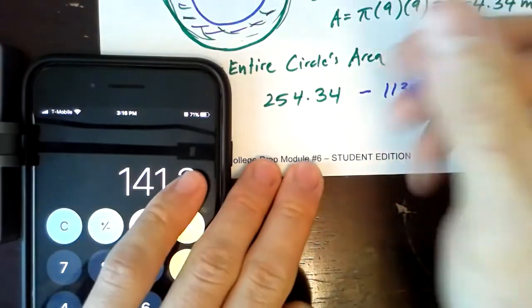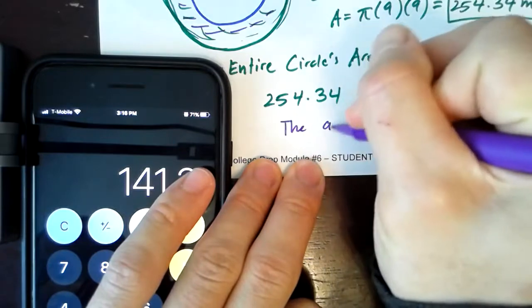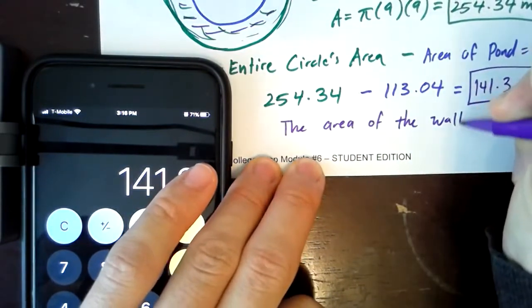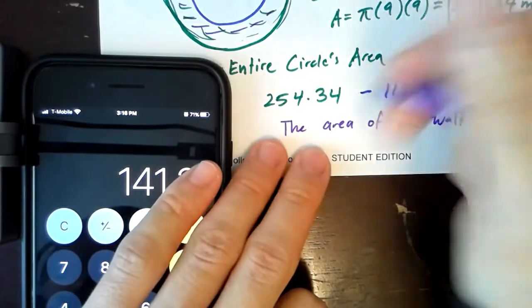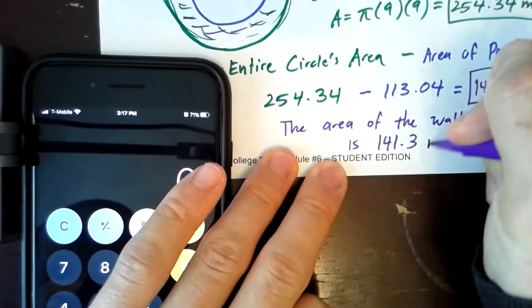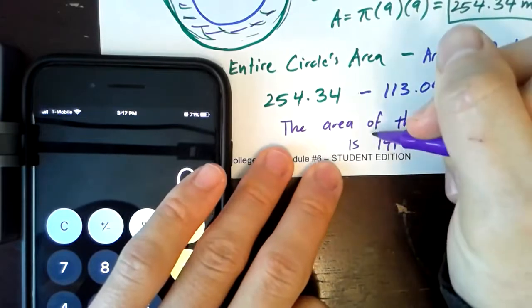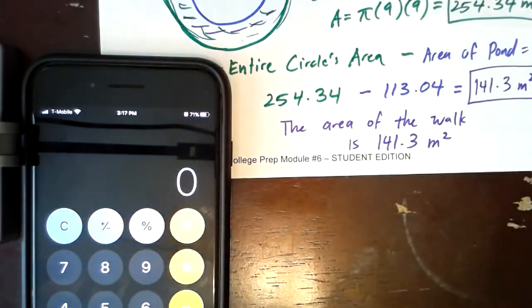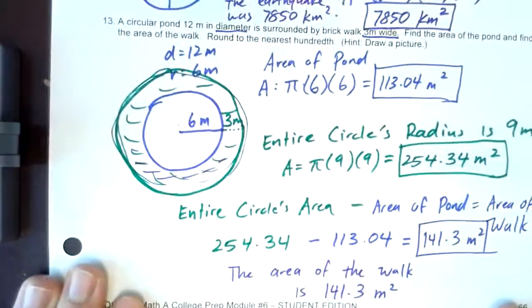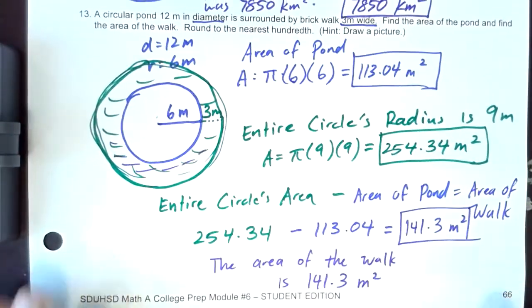So you'd say the area of the walk is 141.3 meters squared. That was a tough question. You definitely want to review. I'll review one more time.